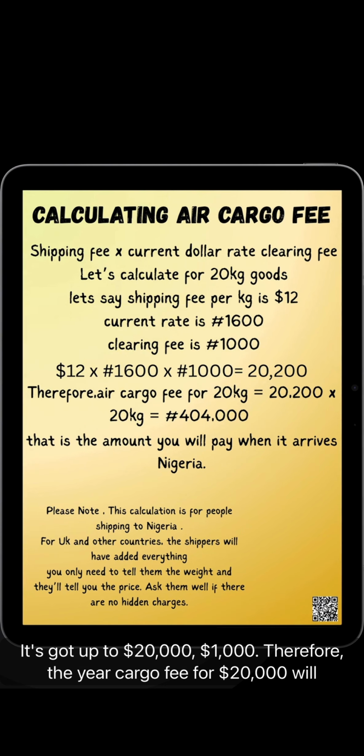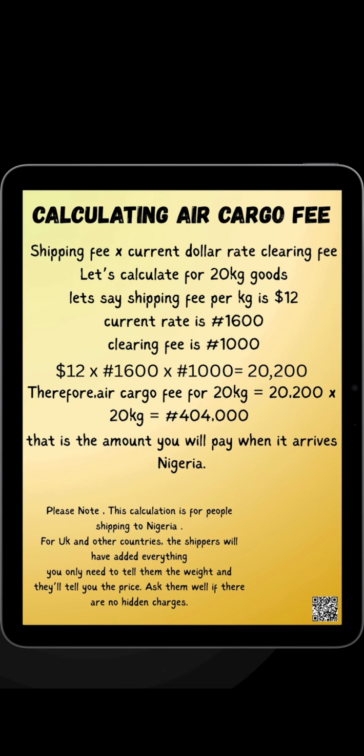Therefore, the air cargo fee for 20 kg will be 20,200 times 20 kg, which is the size of the goods, and that's 404,000 naira. That is the amount you will pay when it arrives in Nigeria.